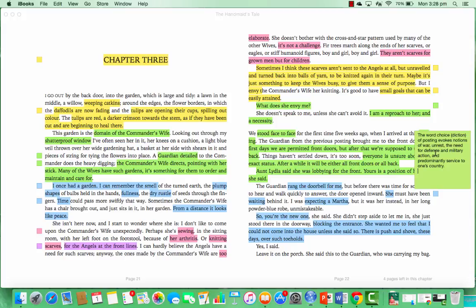The word choice diction of posting also evokes notions of war, of unrest, the need for defence and military action, and predominantly the duty of one's service to their country. Is there a sense of competition here? And what strengths or advantages does each have over the other in such a comparison? And how do these advantages relate to their survival in this world order?